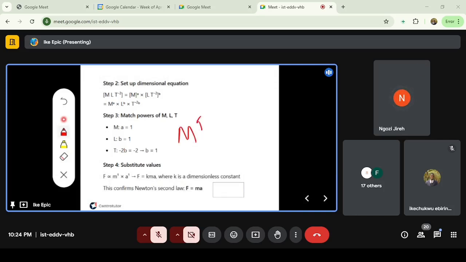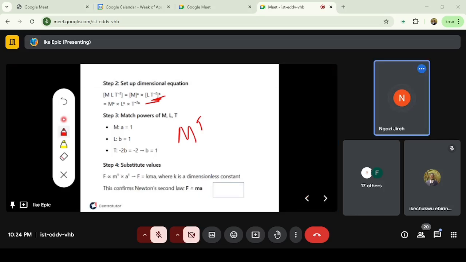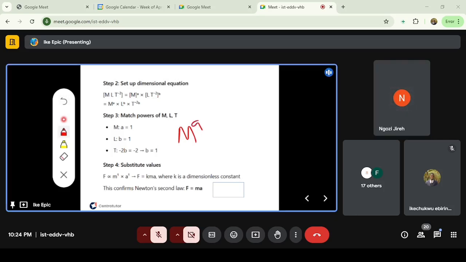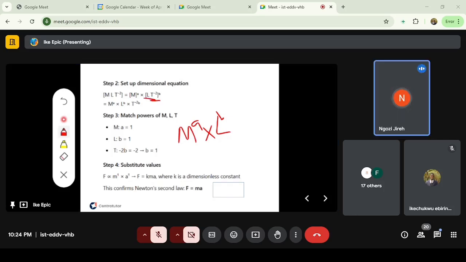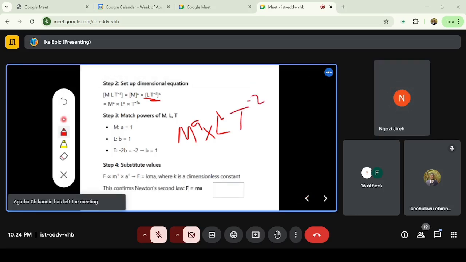Here, if we open these brackets, we have L times L^b. First we have M^a. Then next we have times our L here, it's L^b because L is inside the bracket of b. So we have L^b. Then we have T raised to the power minus 2b, because T raised to the power minus 2 is also in the same bracket with b. So we are having T raised to the power minus 2b.